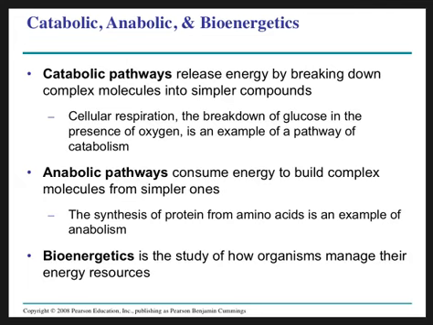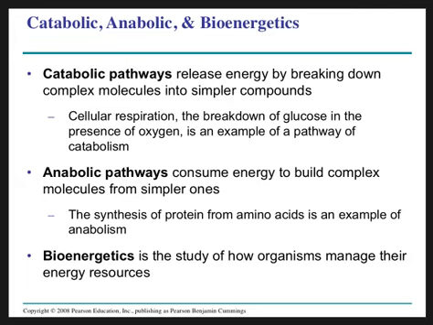So we're going to take it just a little bit further. We're going to give you a little bit more information. Catabolic pathways are going to release energy. They're going to break down complex molecules into simpler ones. We're going to do this in cellular respiration. So we're going to take glucose, break it down in the presence of oxygen, modify it, and yield ATP from it.